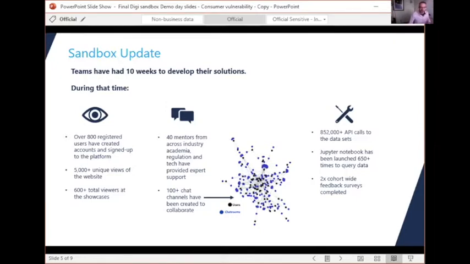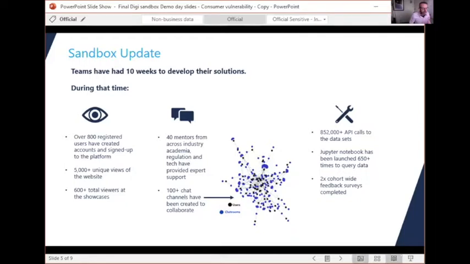We've seen hundreds of user accounts created on the platform. Over 5,000 unique visitors have engaged with the website over the past couple of months. And several hundred of you have signed up for what are set to be 3 showcase sessions. This is the second of 3, the third is tomorrow.